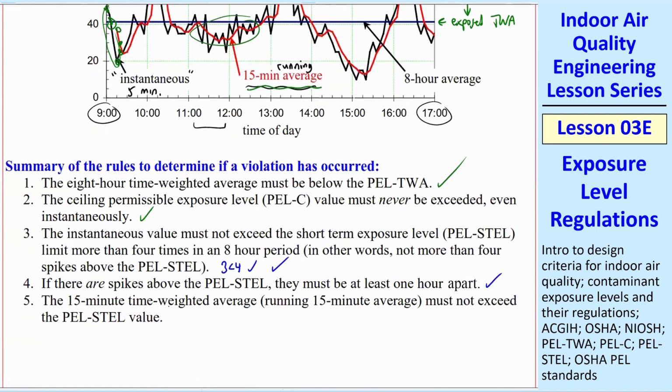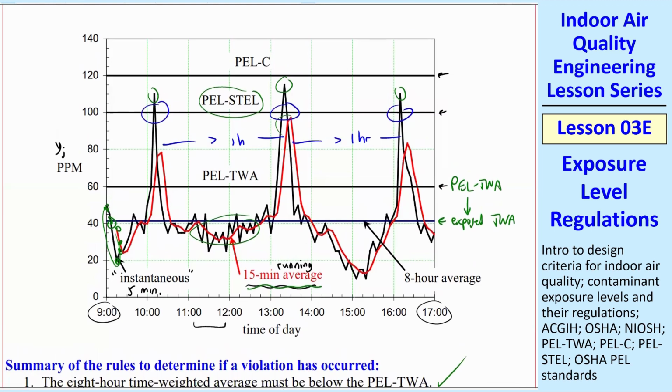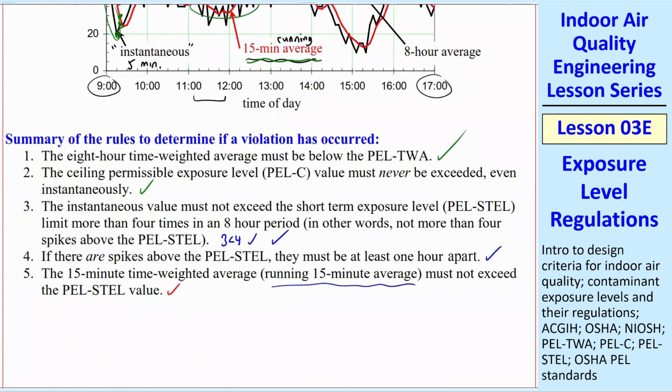And then the 15-minute time-weighted average, the running 15-minute average, this red curve, must not exceed the PEL-STEL value anytime. So this first peak didn't come real close. This second peak came really close. Third peak, not so bad. So we never exceeded it. We came real close, but that one's okay. So the final conclusion, the air in this plant meets OSHA regs. And so therefore there's no fine, and we're happy about that.